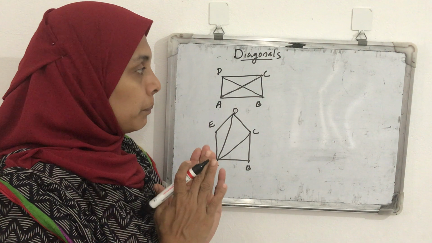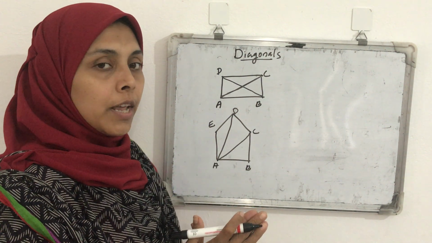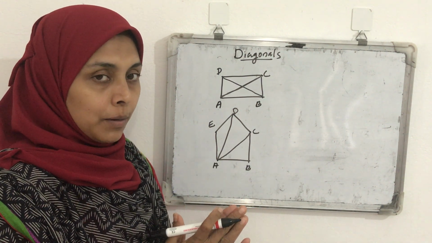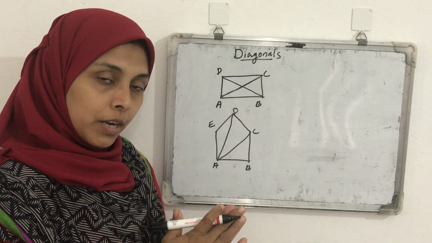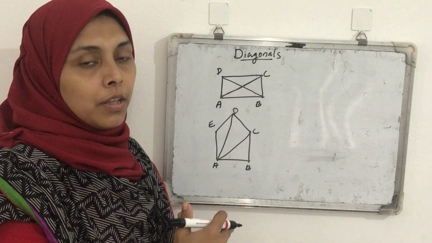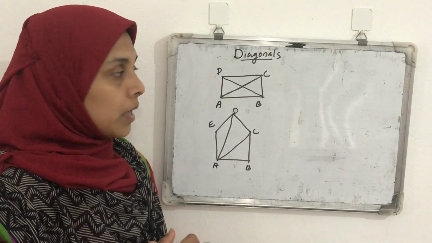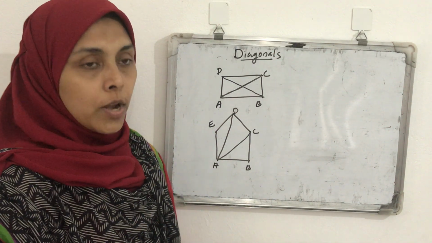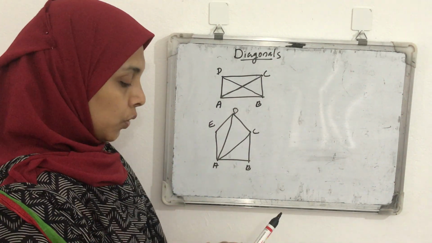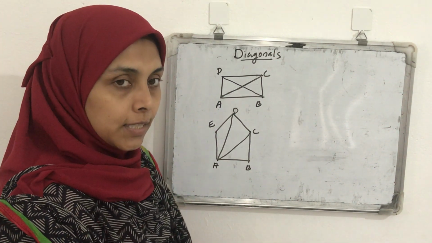So, what is the definition of diagonal? A diagonal is a line segment drawn from one vertex to its non-consecutive vertex. That is what is meant by diagonals of a polygon. Now, the next part is convex and concave polygons. What is the difference between the two types of polygons we are discussing?